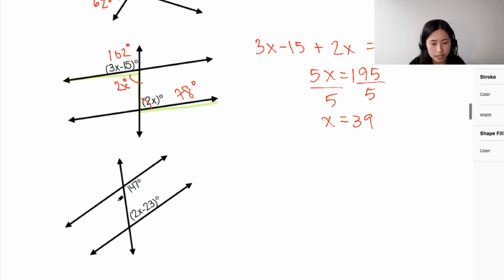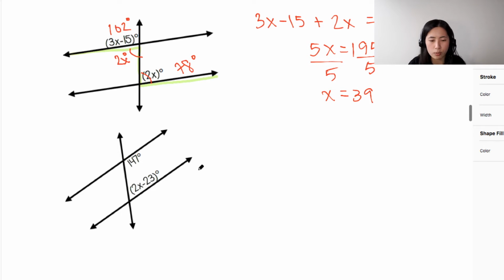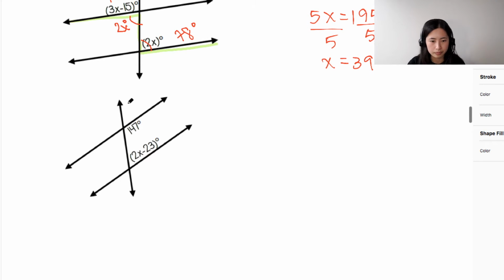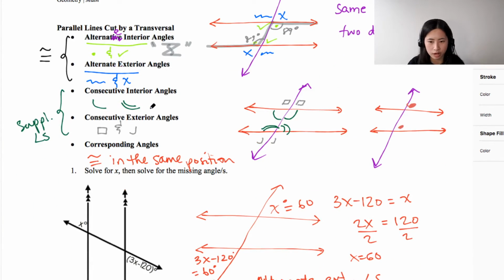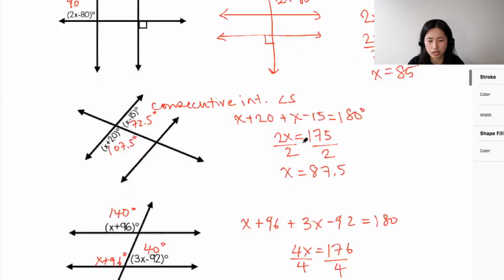Great. So moving on to the next one. Now we can actually see that they're interior angles, right? So you have 147, and this is 2x minus 23 degrees. If you go back to the terminologies that we've learned so far, we do have consecutive interior angles and exterior angles. But for them to be consecutive, that means they have to be side by side. If it's interior, it's going to be this. If it's exterior, it's going to be outside. So it's right next to each other.